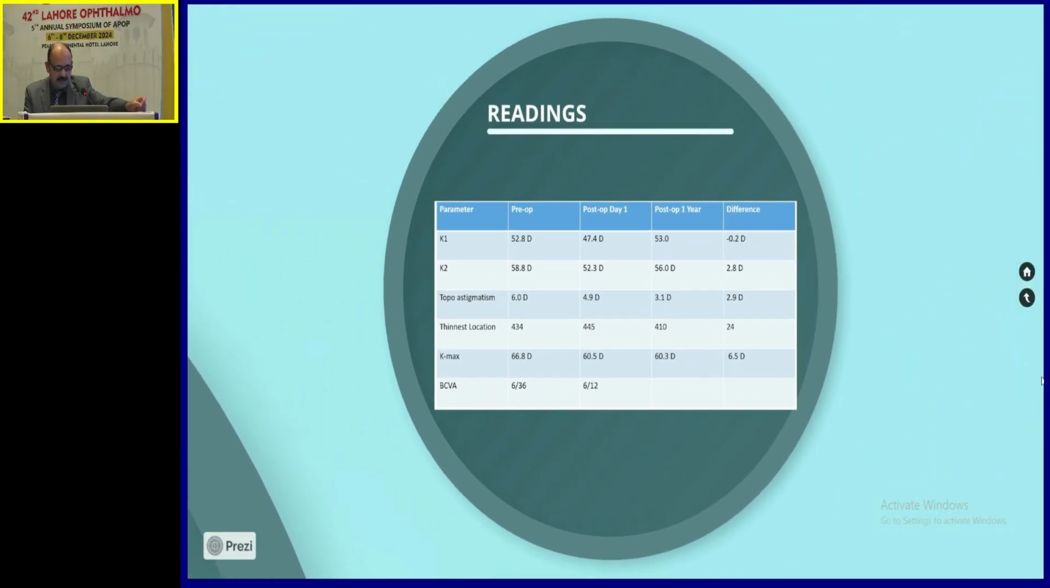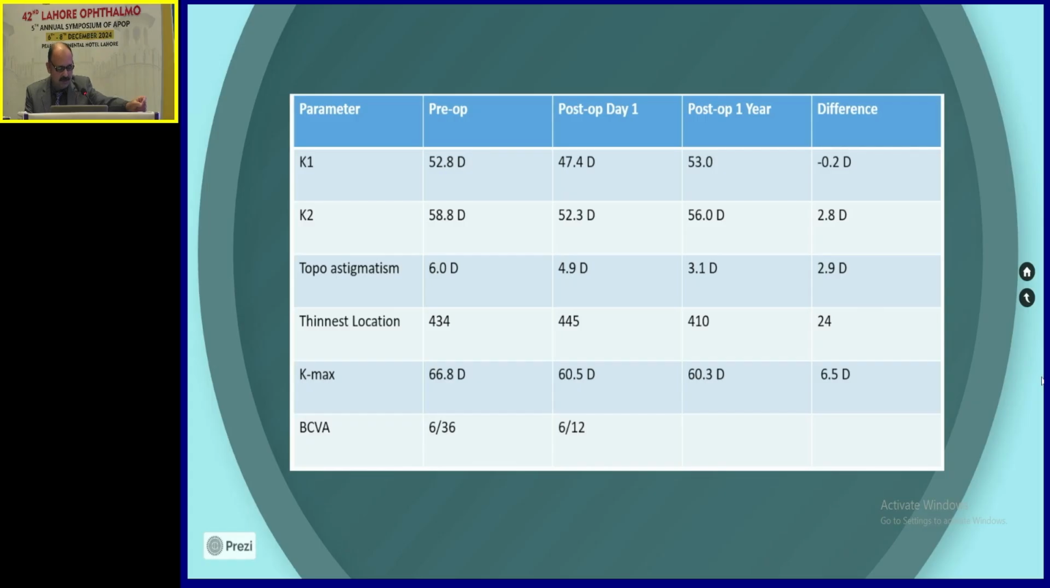And if we look at the parameters, we want to look at keratometry, topo astigmatism, the thinnest location, Kmax, and of course, we are all interested in the best corrected visual acuity. So look at the post-op day 1 parameters and post-op after 1 year. The difference is in the topo astigmatism, there is a reduction of 2.9 diopters, almost 3 diopters, right? And there is no significant change in the thinnest location, right? And Kmax is reduced by 6.5 diopters. So that's why there is an improvement of the visual acuity from 6/36 to 6/12 best corrected visual acuity.